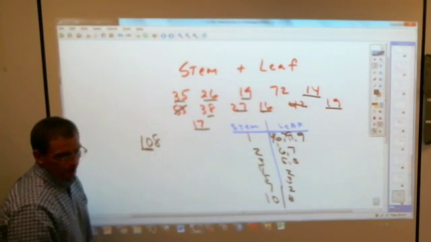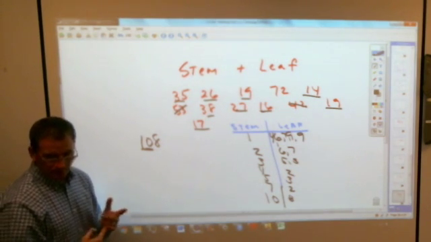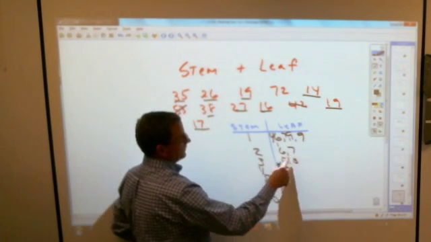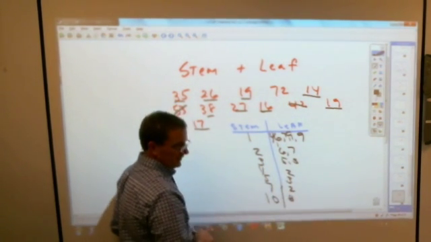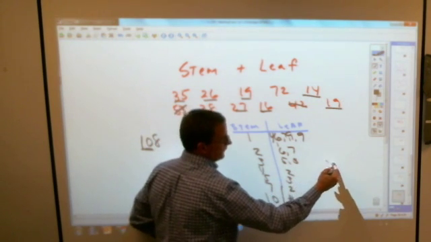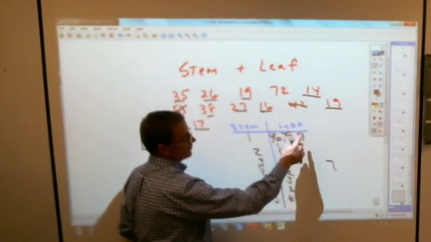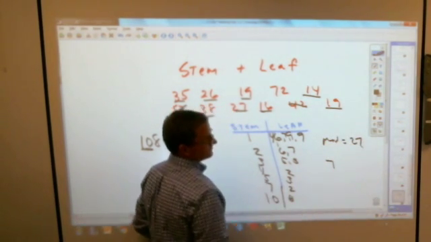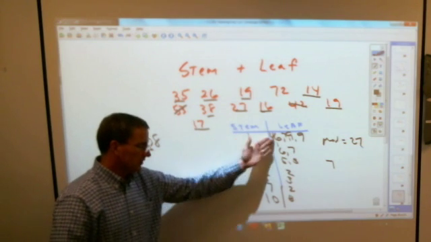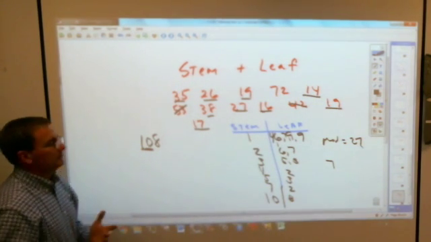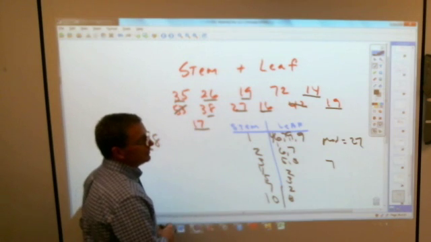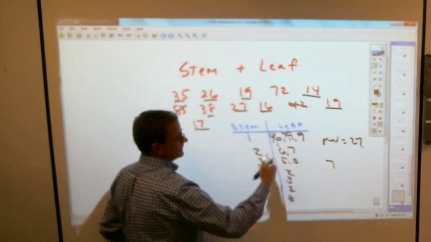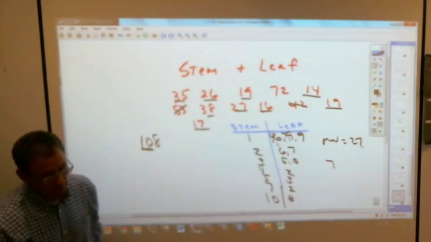If you were looking for the median, or the middle number, how could you quickly find that? Well, 1, 2, 3, 4, 5, 6, 7, 8, 9, 10, 11, 12, 13. There are 13 numbers there. The middle of 13 is the 7th number. 1, 2, 3, 4, 5, 6, 7. Your median would be 27. For your range, you have 14 and 108. Your mode would be 19, because there are two 19s there.